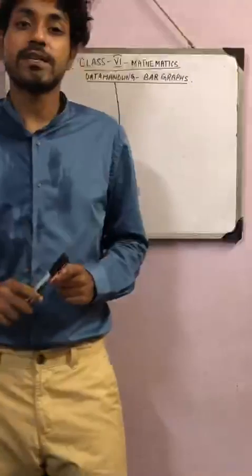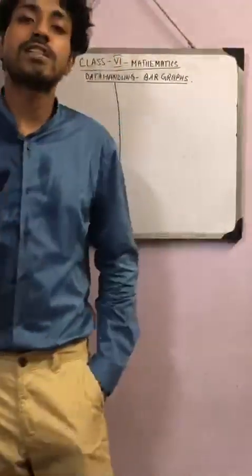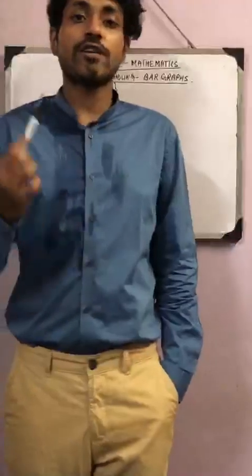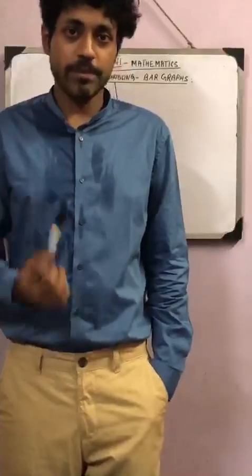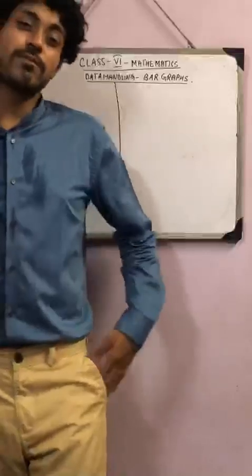And the first thing before we start this chapter, make sure that you have a sharpened pencil, a ruler and a rough exercise book open in front of you so that you may simultaneously do the problem and solve with me. Okay? Now the first thing, what is a bar graph?